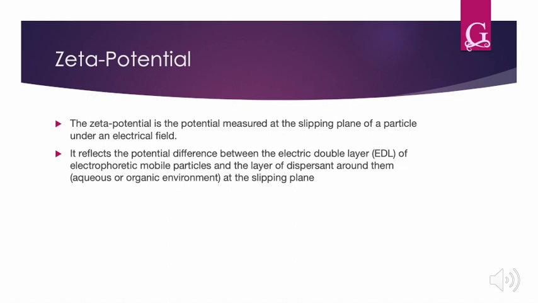Zeta potential. Zeta potential is the potential measured at the slipping plane of the particle under an electrical field. It reflects the potential differences between the electrical double layer of the electrophoretic mobile particles and the layer of dispersant around them, aqueous or organic environment, at the slipping plane.